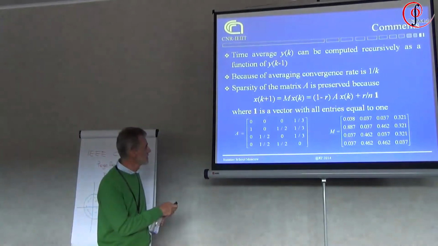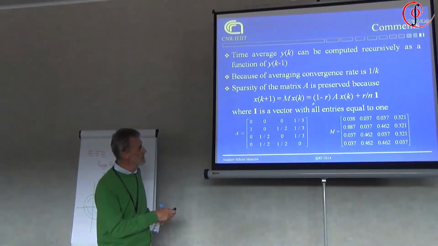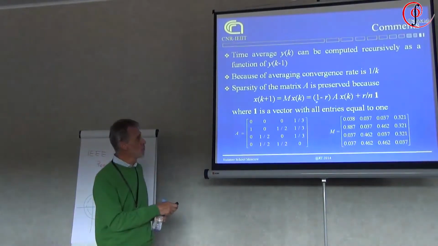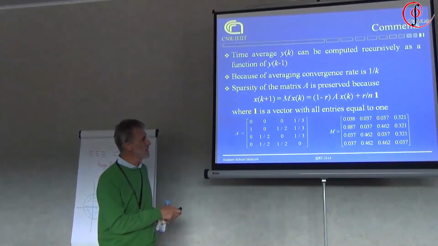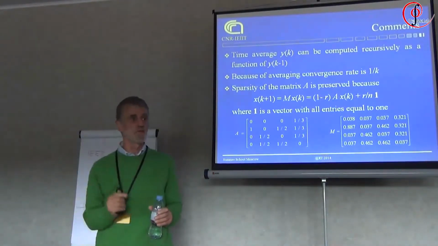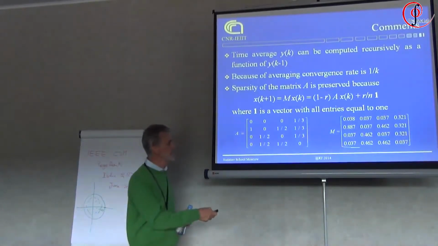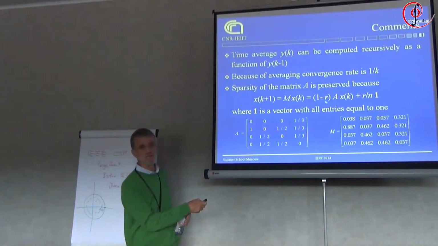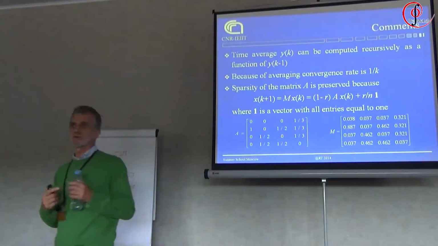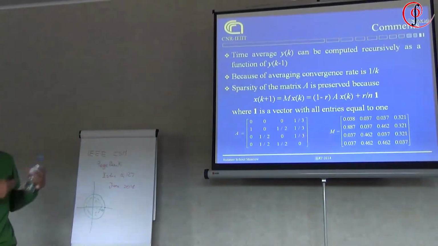This is not necessary, because x of k plus 1 can be written as follows: (1 minus r) A x of k plus r over n times 1, where 1 is a vector of all ones. So from this point of view, you don't need to compute M explicitly. You can work directly with the matrix A, which is sparse, and then you have this input. So this is another interpretation which I think is interesting from the educational viewpoint in terms of linear systems.